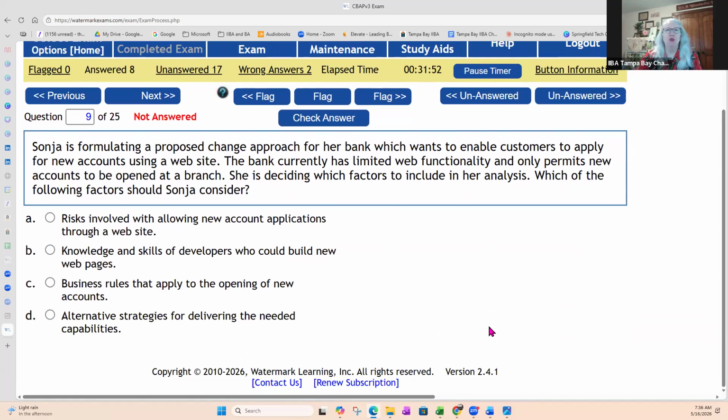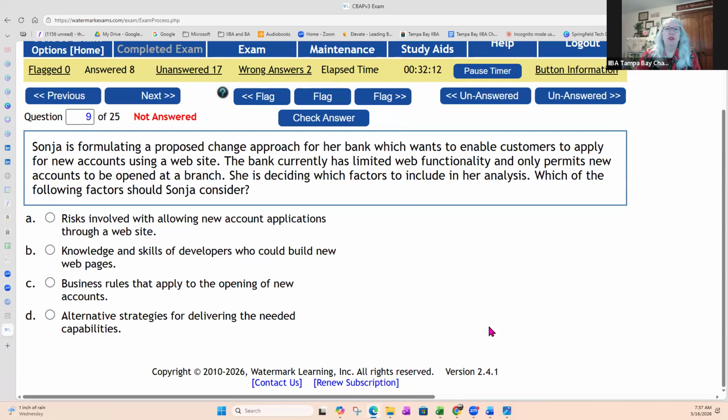Sonia is formulating a proposed change approach for her bank, which wants to enable customers to apply for new accounts using a website. The bank currently has limited web functionality and only permits new accounts to be opened at a branch. She is deciding which factors to include in her analysis. Which of the following should Sonia consider? You got to really pay attention to this question.